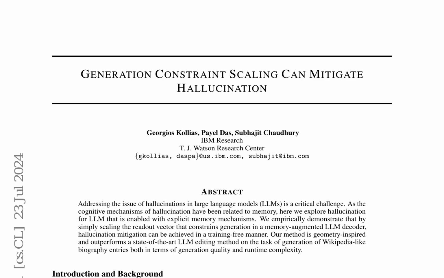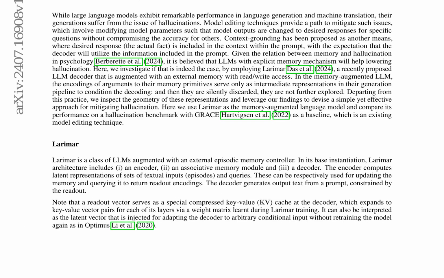The research paper discusses the issue of hallucinations in large language models, LLMs, and proposes a novel method to mitigate this problem. By scaling the readout vector in a memory-augmented LLM decoder, hallucination can be mitigated in a training-free manner. The method is geometry-inspired and outperforms a state-of-the-art LLM editing method on the task of generating Wikipedia-like biography entries.